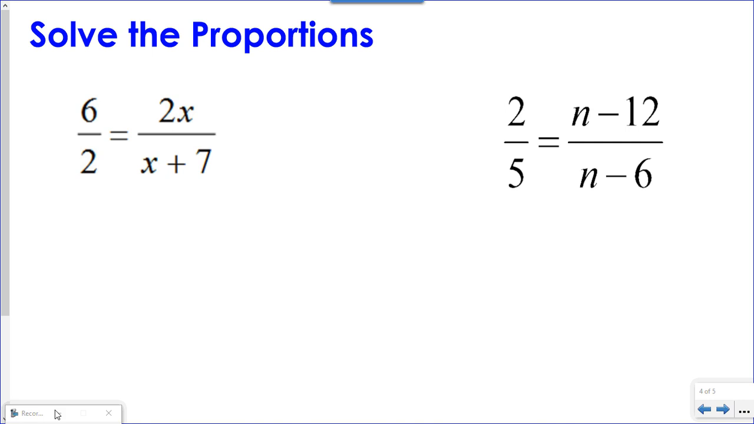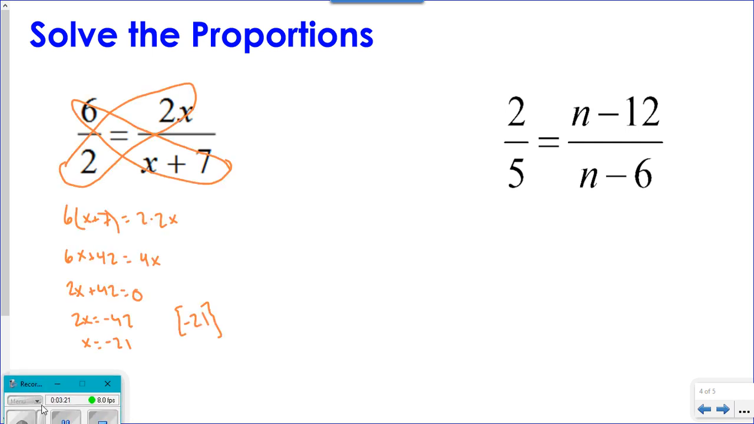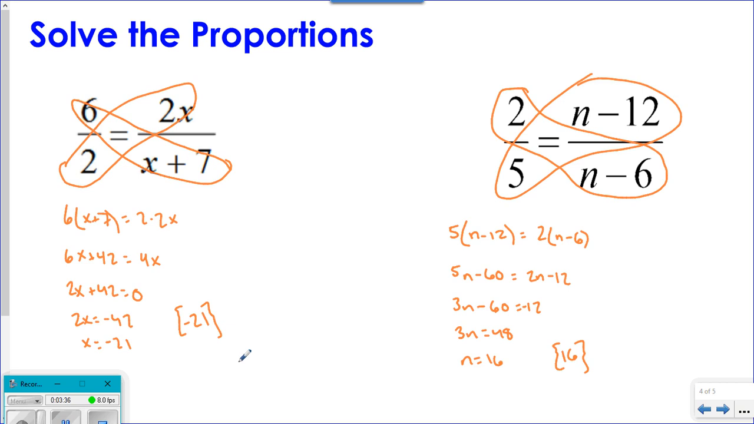Okay, go ahead and pause the video and try this first proportion on the left-hand side. Alright, so depending on where you wrote your terms, your equation may look a little different. You may have chosen to move your variables to the right-hand side instead of the left. That's okay. Either way, you should still get a solution of negative 21. Go ahead and pause and try the second one. We cross-multiply. We have 5 times n minus 12, which is 5n minus 60. And then 2 times n minus 6, which is 2n minus 12. Go through and solve, we get 16.